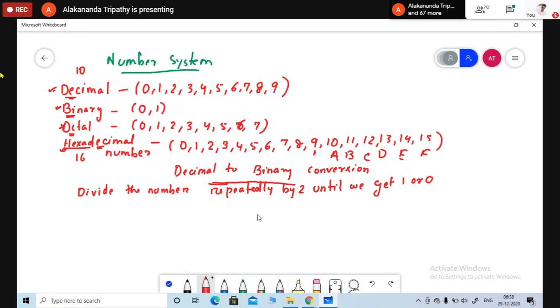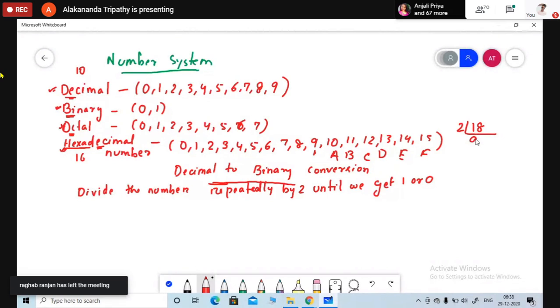Are you clear? Yes, ma'am. So now we are going with a number. I am taking here the number 18. So 18, what I am going to do? I am going to divide it by 2. 2 nines are 18. The remainder is 0. Here I have written the remainder.